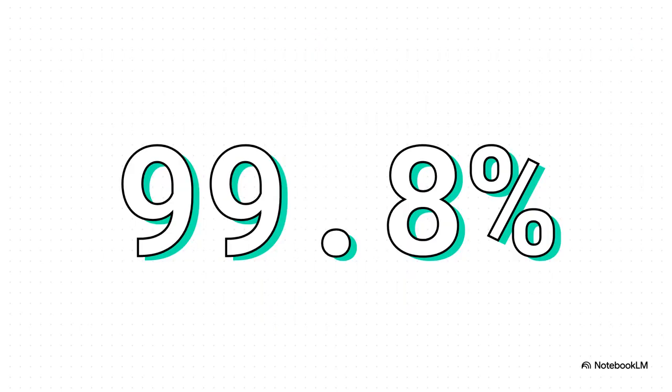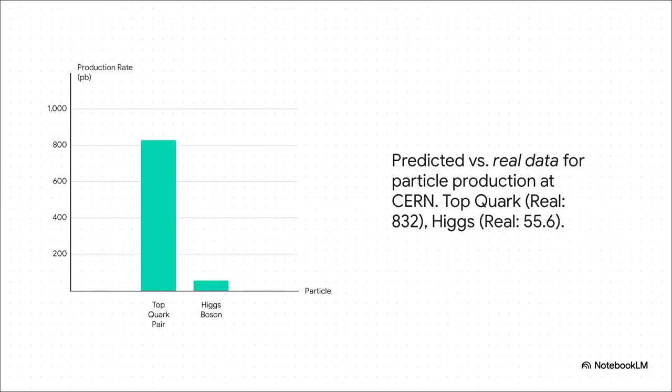But that's just an internal test. How does the model do when you compare it to actual real-world data? Well, proponents tested its predictions against results from the Large Hadron Collider at CERN. And when they compared the predicted outcomes of high-energy particle collisions to what was actually measured, they reported a match of 99.8%. And this chart really shows you what that looks like in practice.